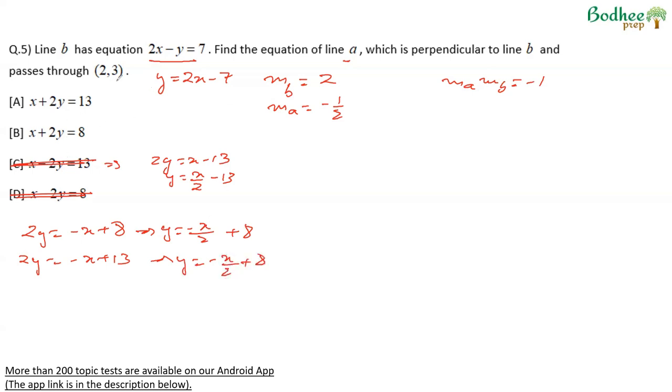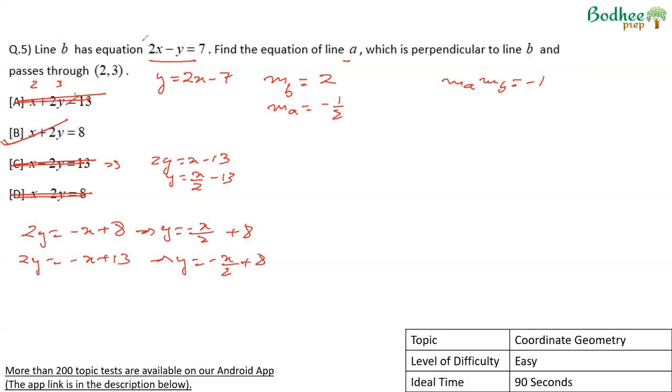But A has to pass through 2, 3 as well. If we put x is 2 and y is 3, this becomes 2 plus 6 is 8, which is not 13. So this will not pass through 2, 3. Hence, the answer becomes B. Again, easy question, looking at the slope and the point, therefore about 1.5 minutes to solve.